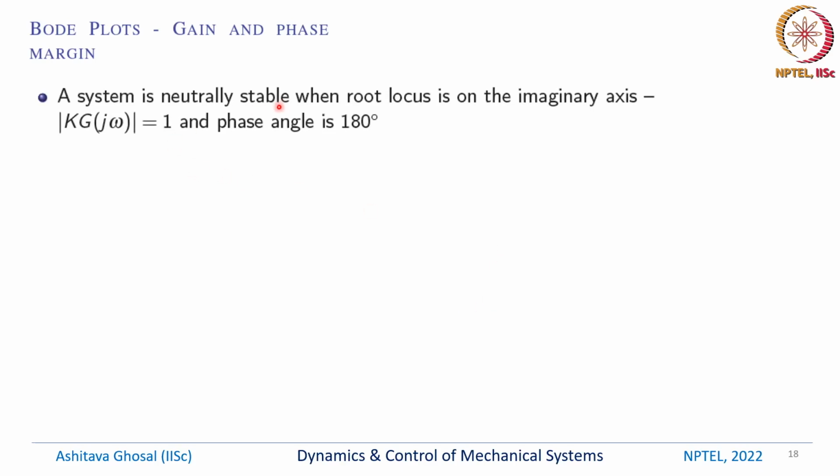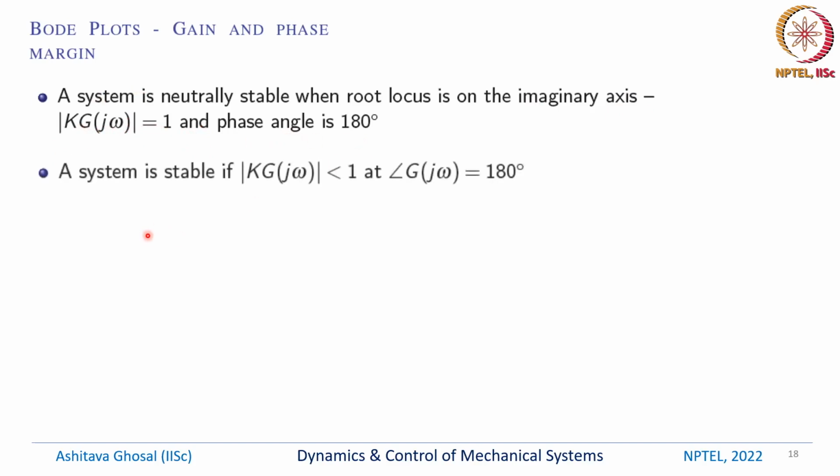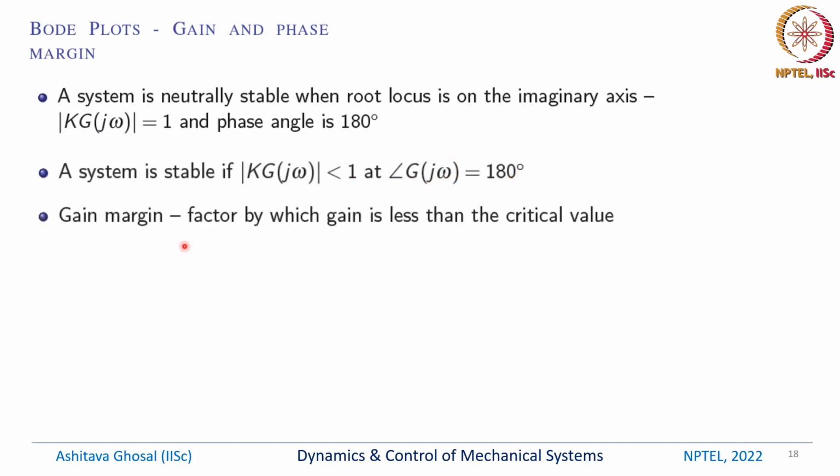A system is neutrally stable when the root locus is on the imaginary axis, and this corresponds to the magnitude of k g(j omega) being 1, with a phase angle of 180 degrees. A system is stable if the magnitude of k into g(j omega) is less than 1 when the phase angle is 180 degrees. The gain margin is defined as the factor by which the gain is less than the critical value.